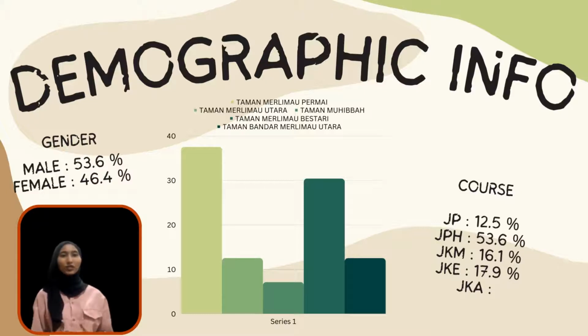Next, from the bar chart, most respondents stay in Taman Merlimau Permai, followed by Taman Merlimau Bestari, and the others are Taman Merlimau Utara, Taman Bandar Merlimau Utara, and Taman Merlimau. Then, the pie chart in Google Form displays the findings from a survey conducted across all departments of Polytechnic Merlimau, including JPH, JP, JKE, JKA, and JKM. Here we can see that the JPH department received the most responses, which is 53.6%, followed by JKE 17.9%, JKM 16.1%, and JP 12.5%. There is no respondent from one of the departments, which is 0%. This demonstrates that the majority of answers come from the JPH department.